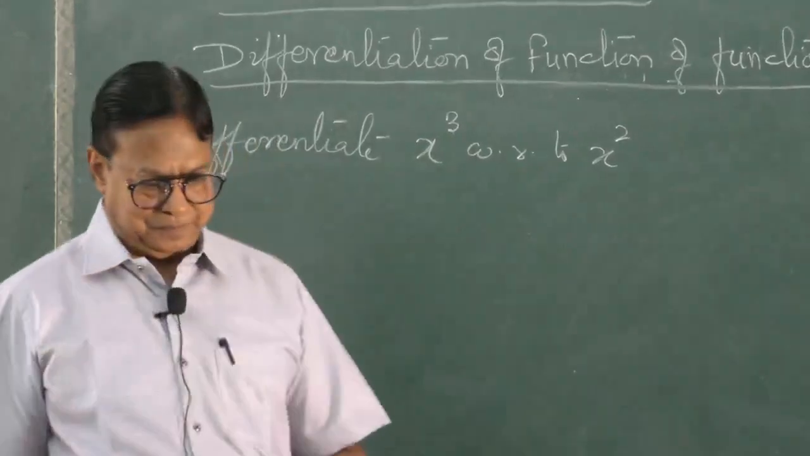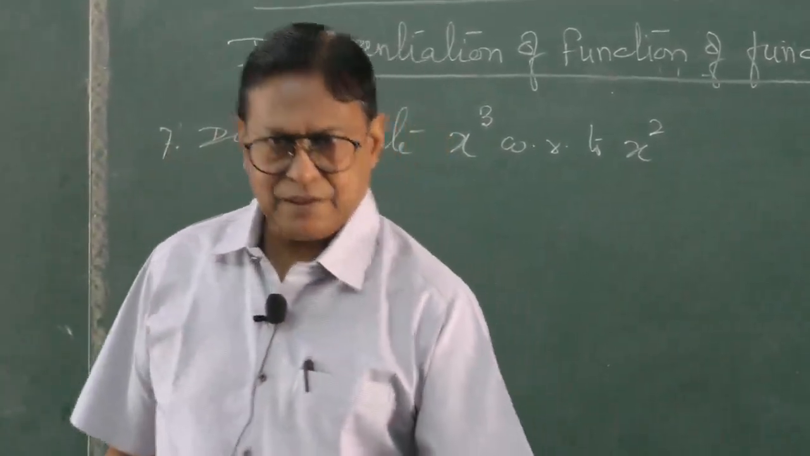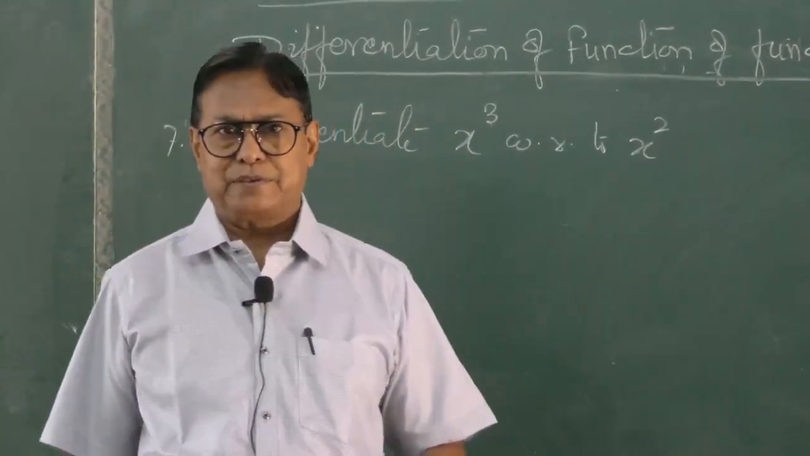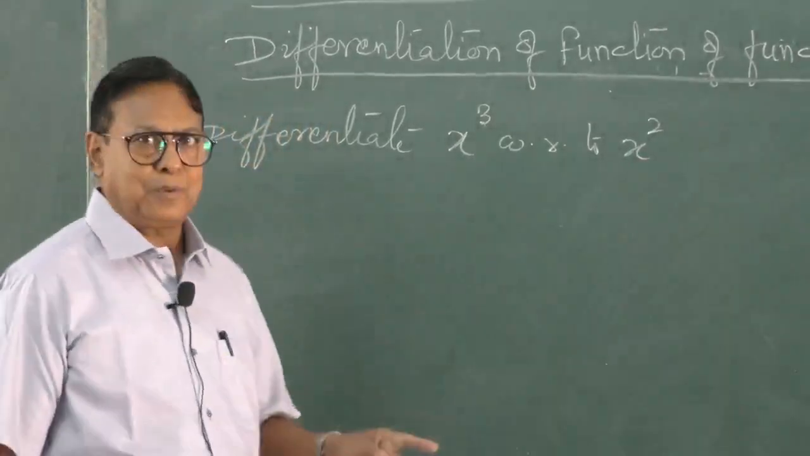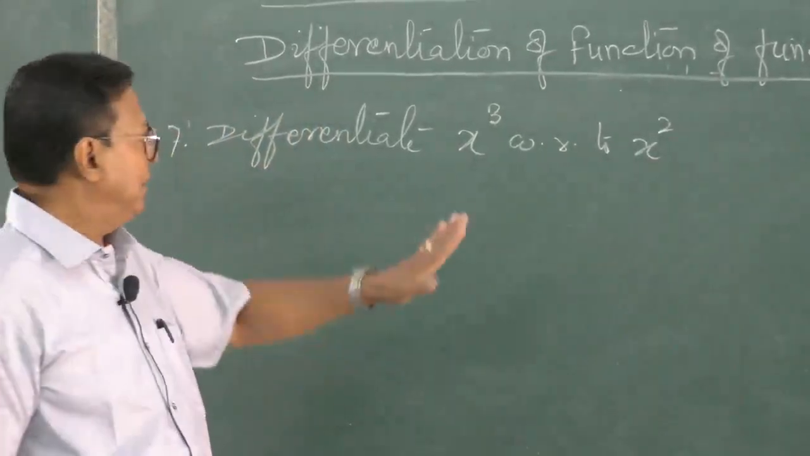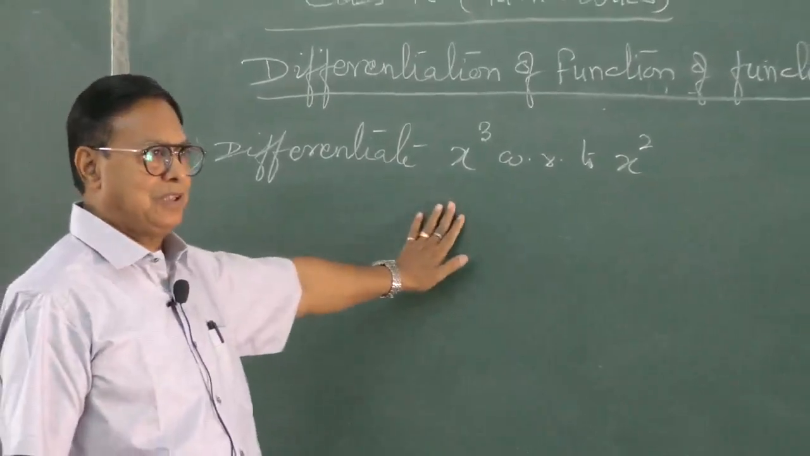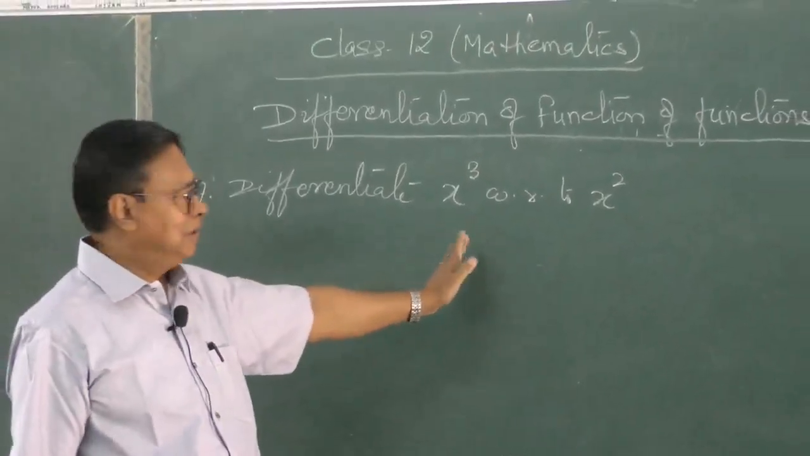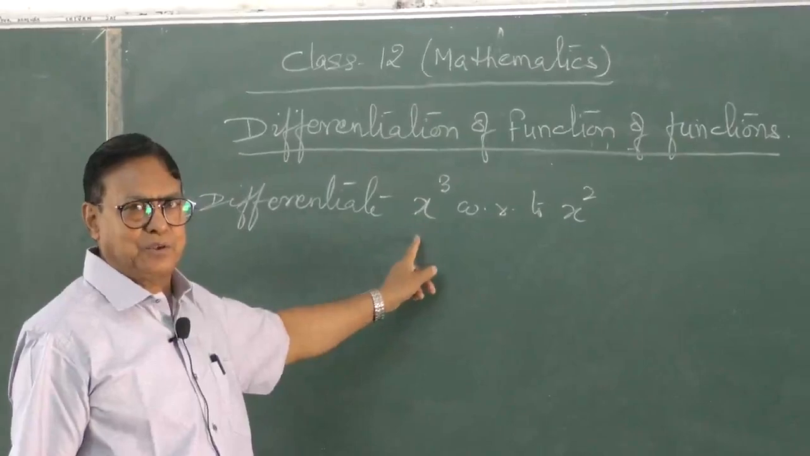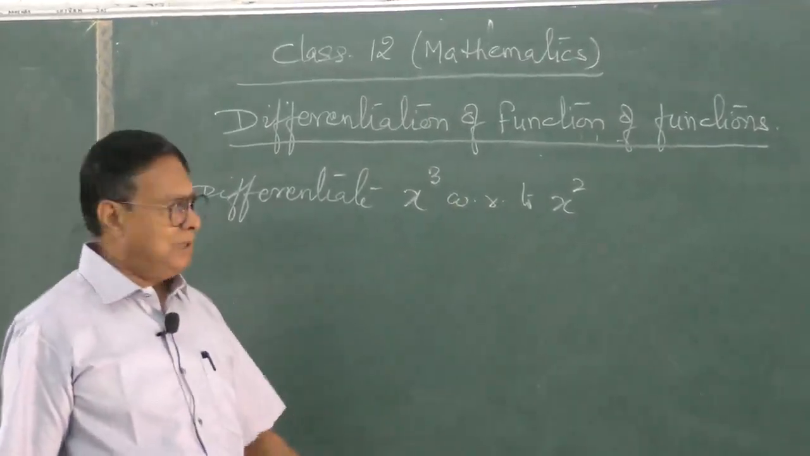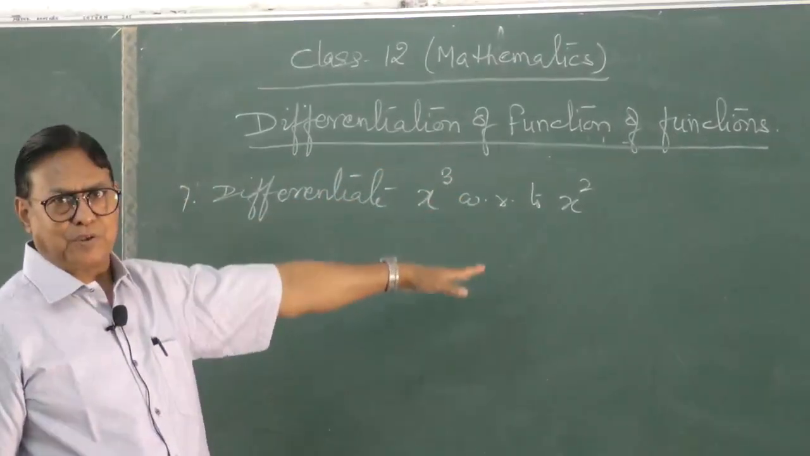So this is the sum. Differentiate x cube with respect to x square. We are not saying with respect to x. Differentiating x cube with respect to x will be 3x square, that's you know. But here we are differentiating x cube with respect to x square. This is another form of function of functions.